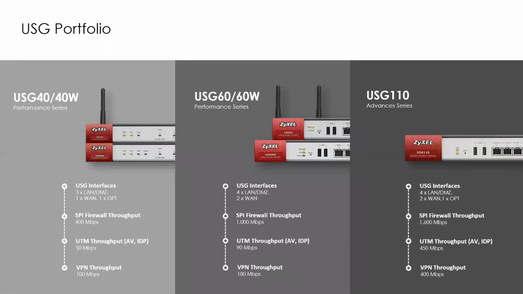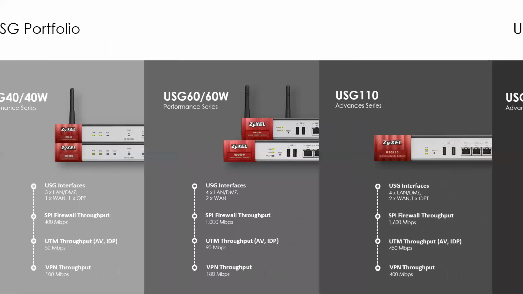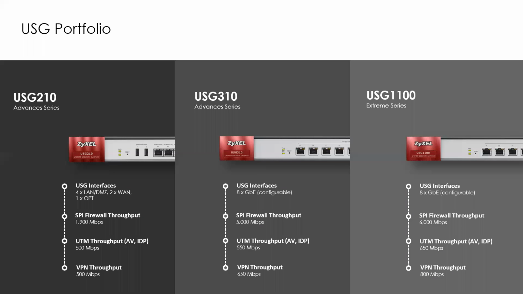So again, same thing as the VPN. The primary differences as you go through the different models in the line are the number and types of ports they have and the throughput you can expect to achieve, whether we're talking about firewall, UTM, or VPN throughput.